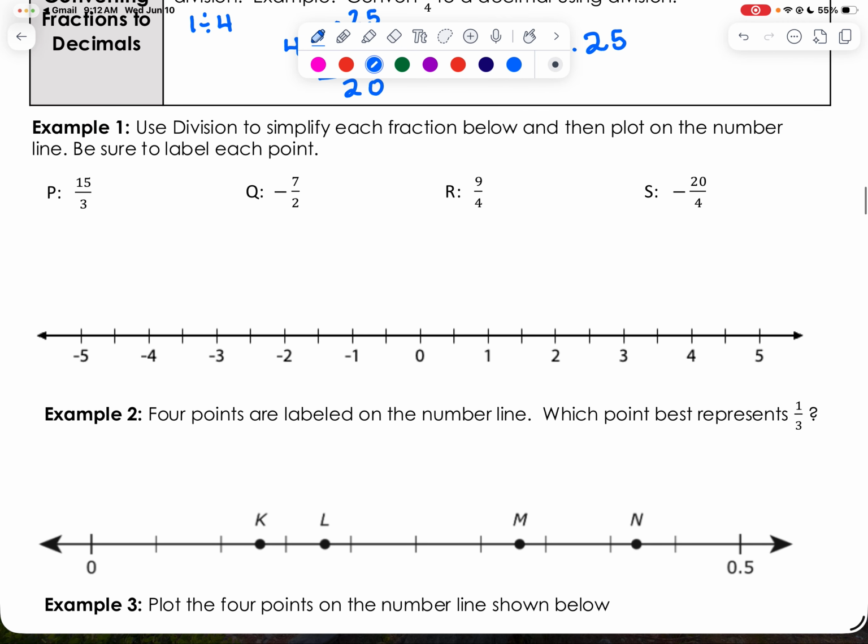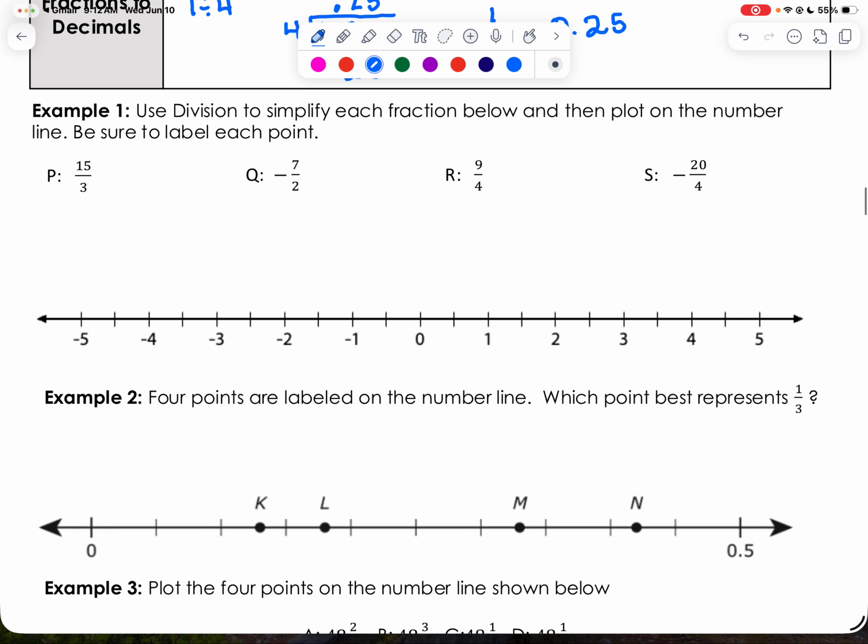All right, now let's look at example 1. It says use division to simplify each fraction below and then plot on the number line. When we're plotting numbers on the number line, it's a lot easier to plot decimals than it is to plot fractions. So what I like to do is simplify my fractions into decimals or sometimes even whole numbers. For example, point P is the fraction 15 over 3, which is the same thing as 15 divided by 3. Well, 15 divided by 3 is simply positive 5. So I'm going to put point P right here at positive 5.